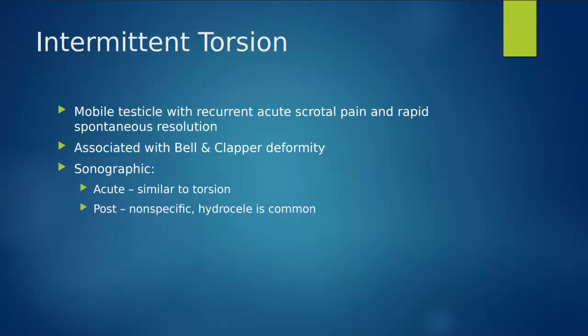Next, we have intermittent torsion. So similar to a spermatic cord torsion that's associated with that bell and clapper deformity, we can get this twisting that comes and goes. So the testicle itself with intermittent torsion actually twists on its own tissue. So it's not twisting on its artery in the spermatic cord, it's twisting on itself and then it's untwisting.